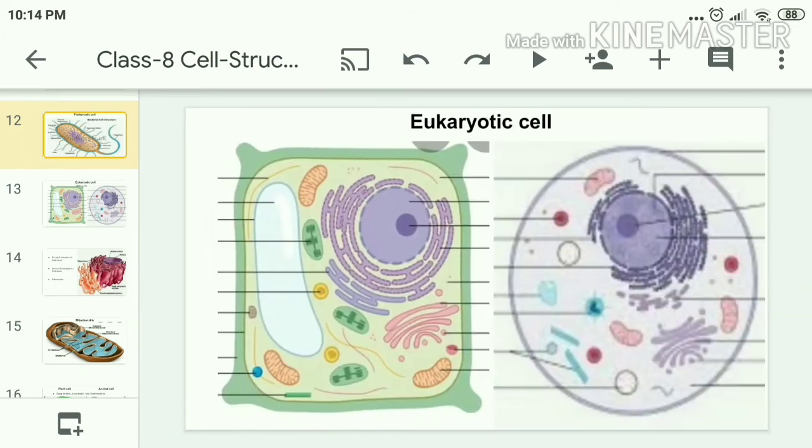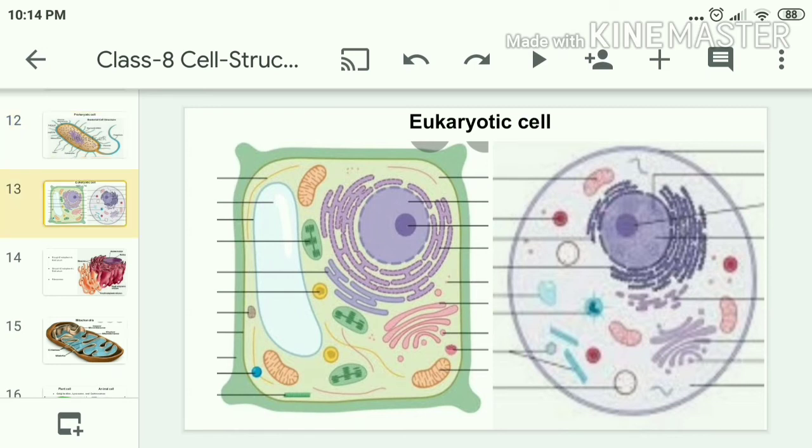The cells like onion cells and cheek cells, having a well-organized nucleus with a nuclear membrane, are called eukaryotic cells. All organisms other than bacteria and blue-green algae are called eukaryotes. Eu means true, karyon means nucleus.